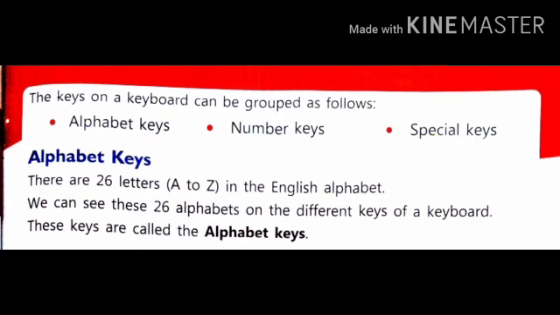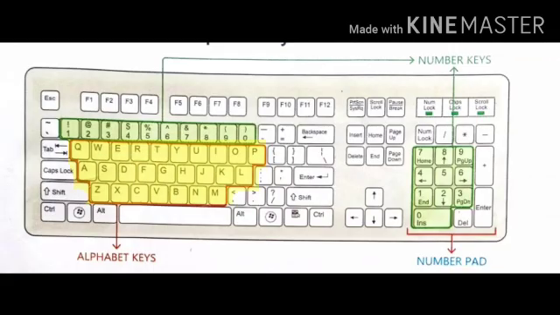Alphabet keys. There are 26 letters A to Z in the English alphabet. We can see these 26 alphabets on the different keys of a keyboard. These keys are called the alphabet keys. As you can see on the picture of the keyboard, the yellow blinking part is of the alphabet keys. As there are 26 alphabets in English, so there are 26 alphabet keys in the keyboard. Alphabet keys are used to type letters, words, and sentences.